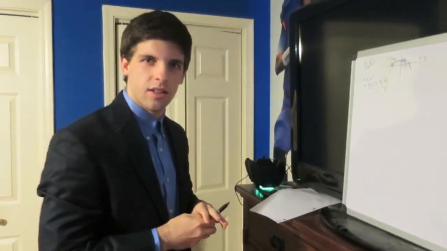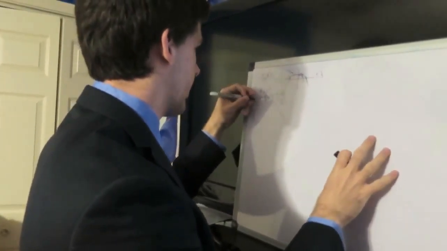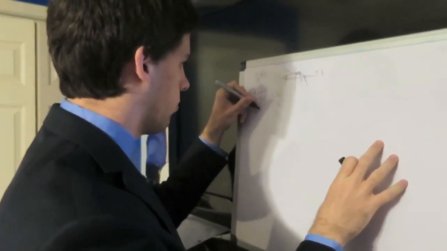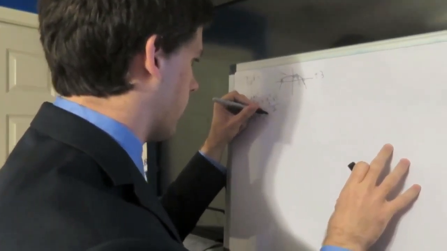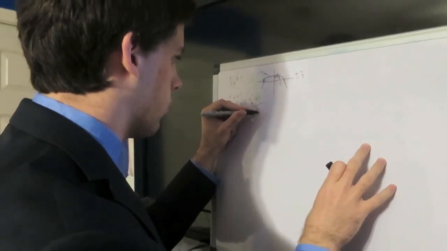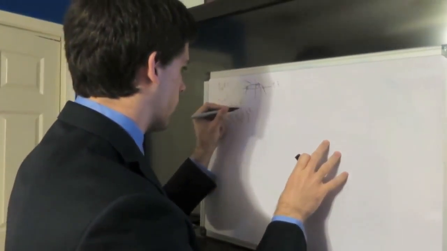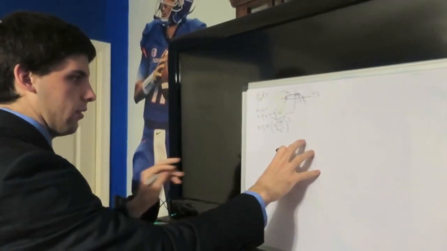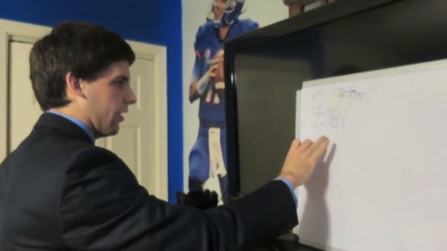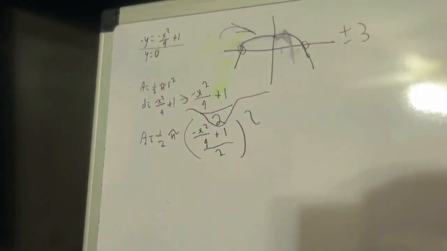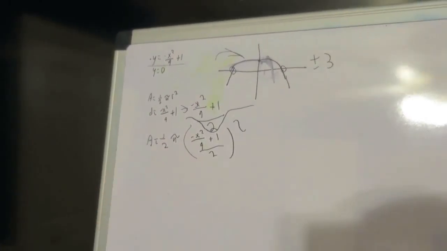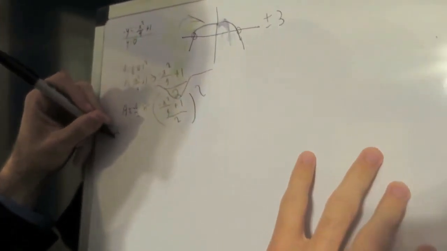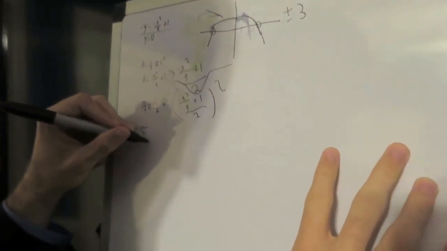Did you get that far? Let's go ahead and plug it in. A equals 1/2 pi, this beast right here, negative x squared over 9 plus 1 divided by 2 squared. So that's a cross-section problem. We know how to solve those. Let's integrate. But first, what do we see? 1/2 pi. What do you think that is? That's right, it's a constant. So what we're going to do is bring that out in front of whatever we're doing.